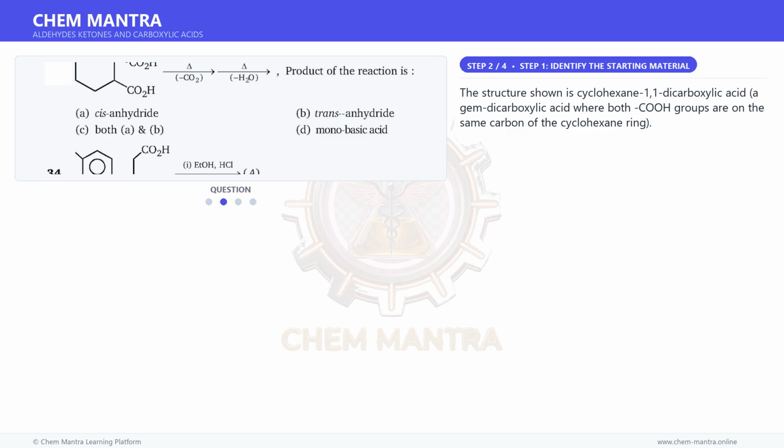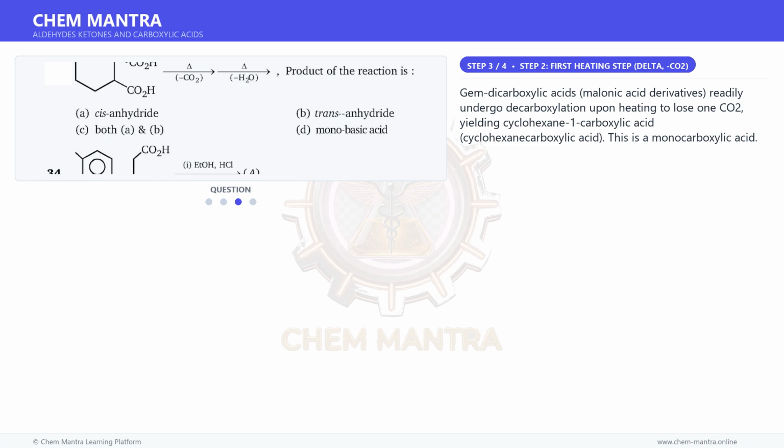Moving on to the next step. The structure shown is cyclohexane-1,1-dicarboxylic acid, a gem dicarboxylic acid where both COOH groups are on the same carbon of the cyclohexane ring.